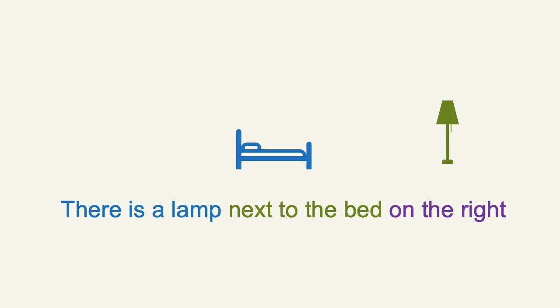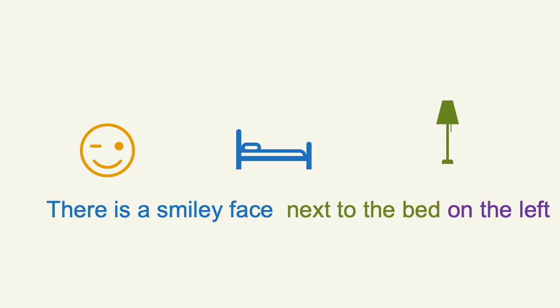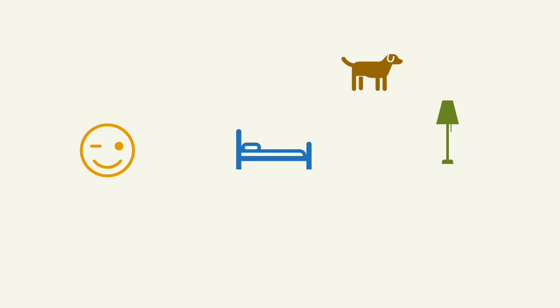When you use the phrase next to, it only indicates that something is beside something. And if you want to give a little more information, you could say on the right or on the left. For example, let's draw a smiley face over here. Then you could say, there is a smiley face next to the bed on the left. Okay? Now, let's draw a puppy or a dog right over here.